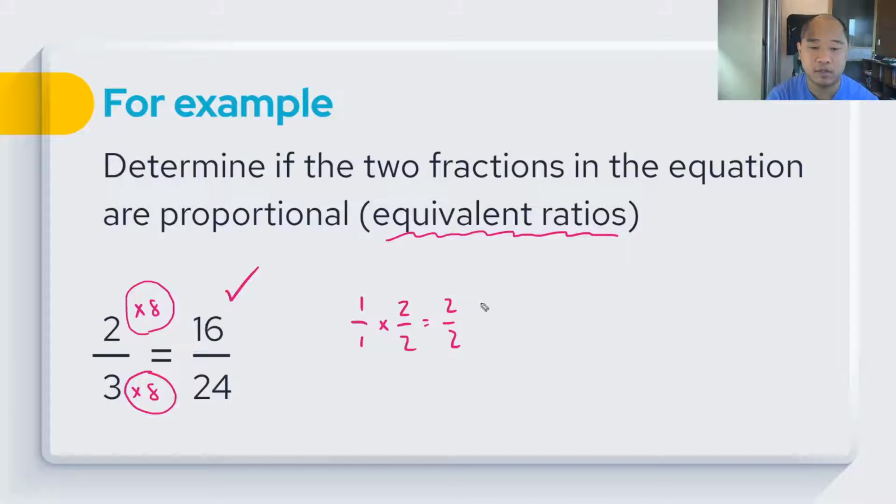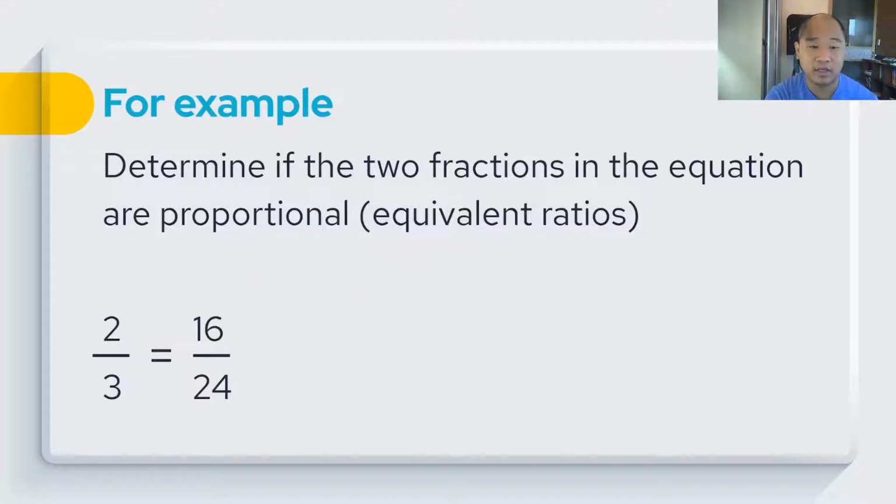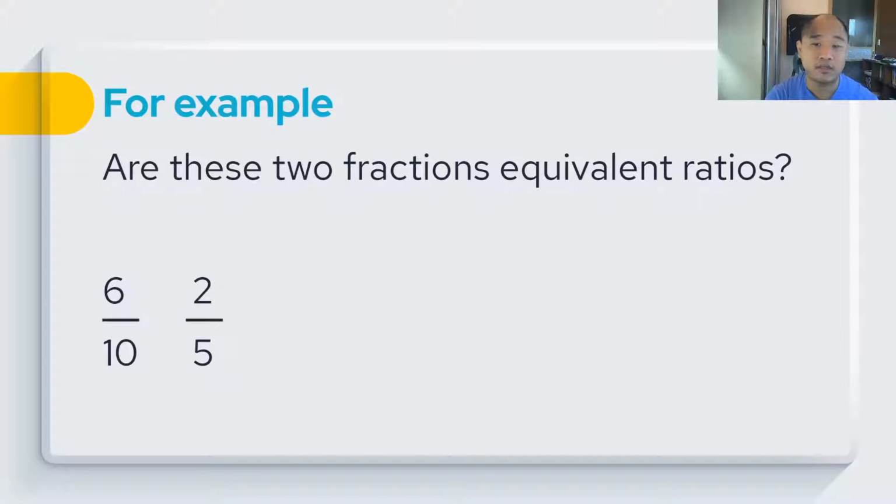And the reason that this works is if you multiply any number by a number over itself, any number that's over itself is the equivalent of 1. So if you're multiplying by a number over itself, then you're multiplying by its identity, right? You're multiplying by 1. And by definition, that means you're looking at the same number, just written in a different form. So are these fractions equivalent ratios?